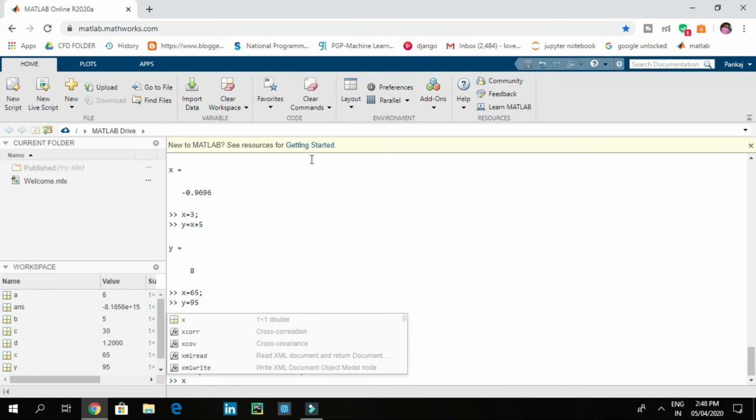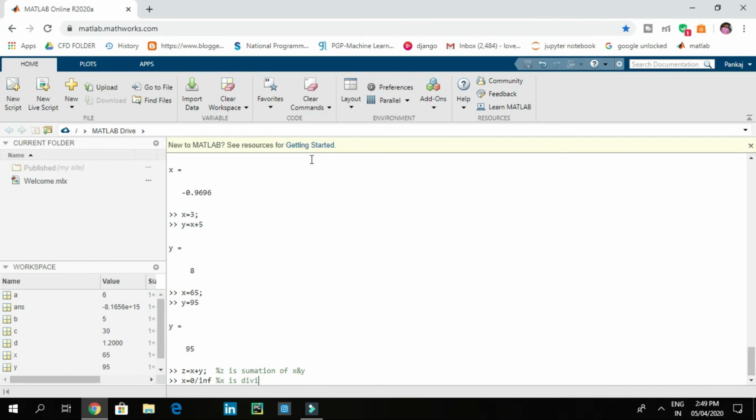So let us give x equal to 0 by infinity. Percent x is division of 0 and infinity. So we saw the percent sign is used for commenting in one line.